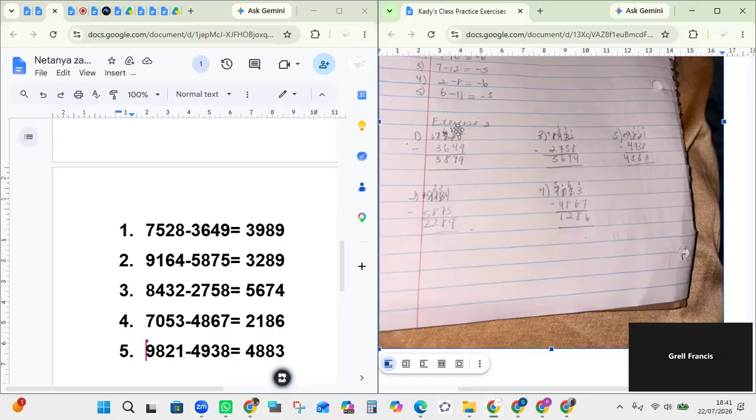Then you've got 4, but you can't, so you go to the 7 subtract 1, that becomes 14, I suppose. 14 subtract 6, that will give you 8. And 6 subtract 3 is 3. So the answer is 3,879. That's what you have there. But here we have 3,989. So there's a discrepancy with the first one.